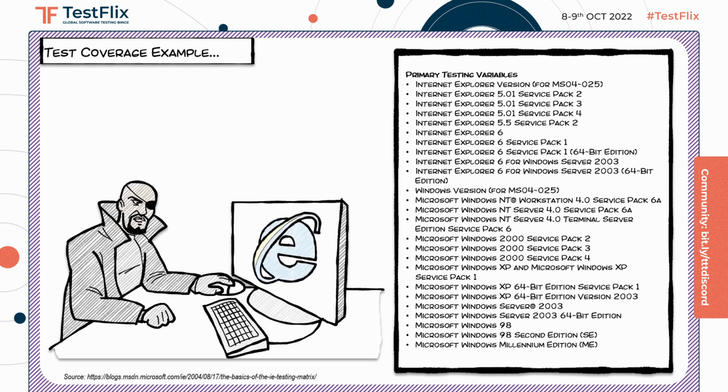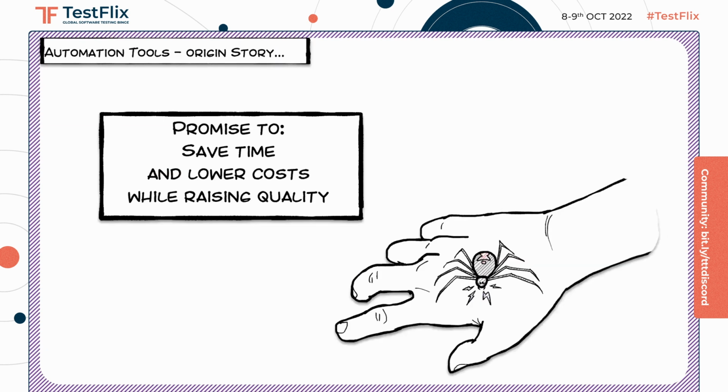This challenge that I present here is similar to one that we've faced in test automation, and one that we've faced for decades: it's impossible for us to test everything, so where do you find the most value? The promise for automation has always been that it's going to save time and lower costs while raising quality. But we know in practice that's rarely the case. We end up having to invest time to make automation successful for the long term.